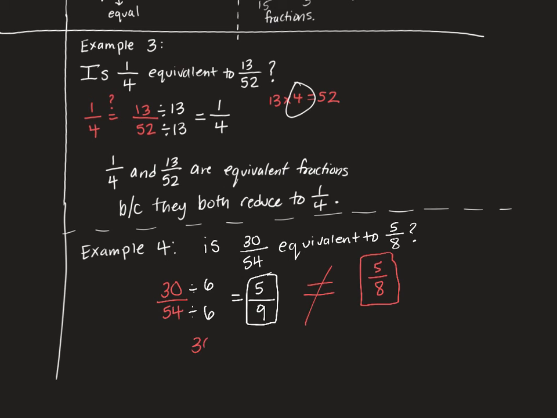So 30/54 is not equivalent to 5/8. Yay, we finally have an example where they're not equivalent.